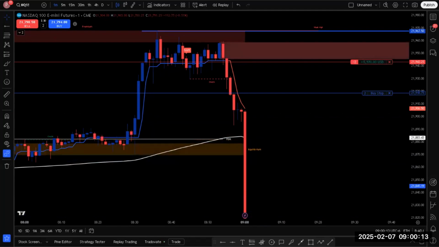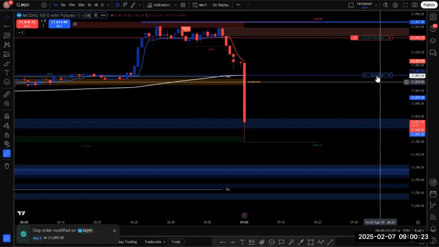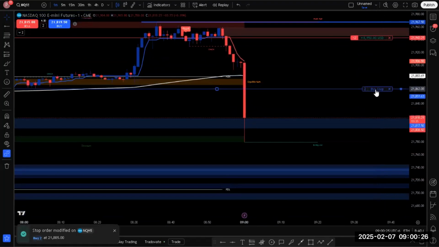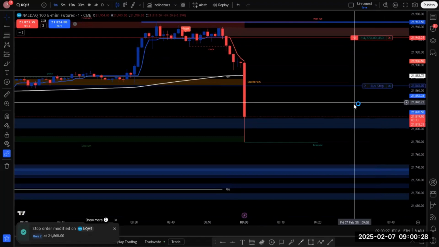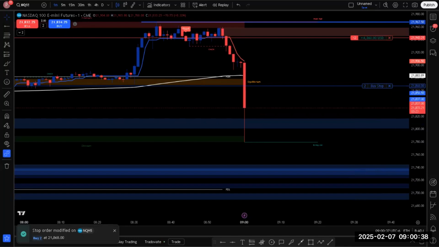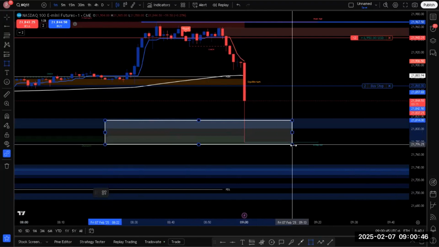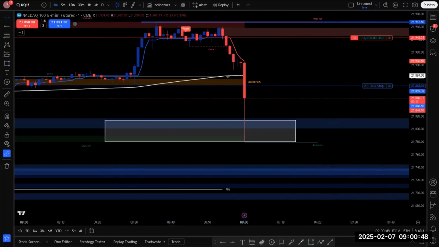Okay, so we just got that 9 o'clock news candle, and just as expected, we had that breakout to the downside. We tested support. I'm going to simply put my stop here and see what we're going to do. So I have my stop currently at 21,868 even. You see we went down here to the bottom to test this support here.